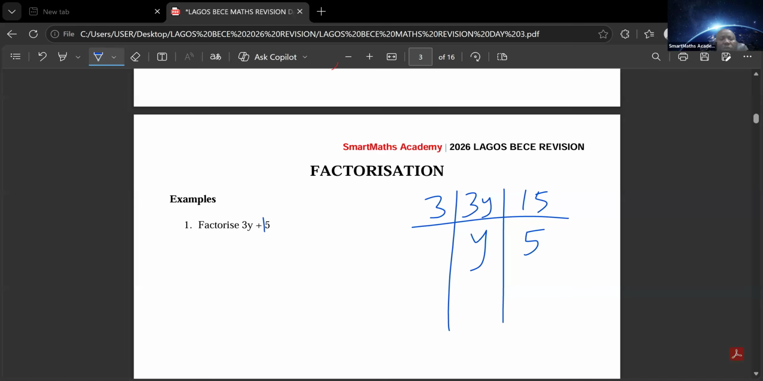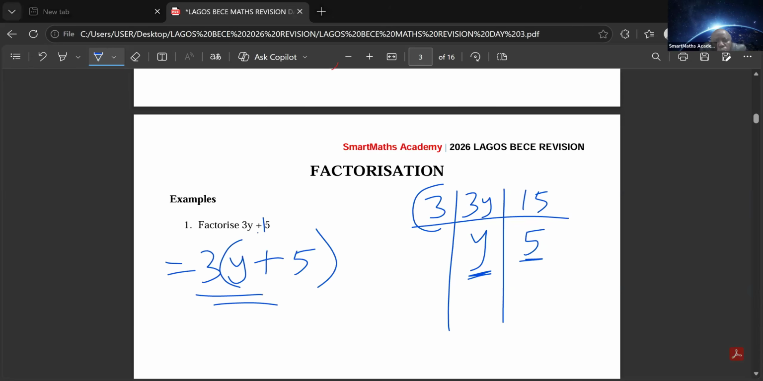So in that case, our answer will be the 3 that we have outside. You then open bracket. The y that you have left here, put the y. The sign you have in the question is plus, put plus. Then what you have here is 5, put 5. That gives your answer. Please, I want you to react if this is clear. Okay, very good. I can see that. You can see it's very fast and it's very easy.